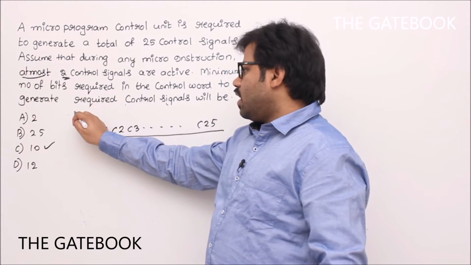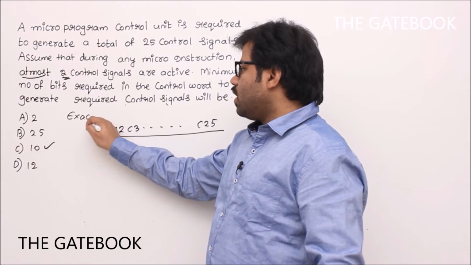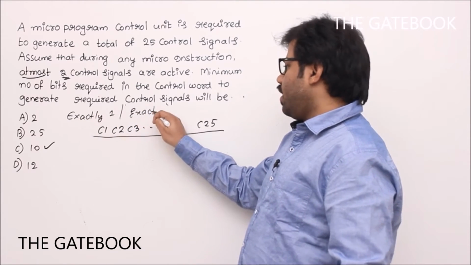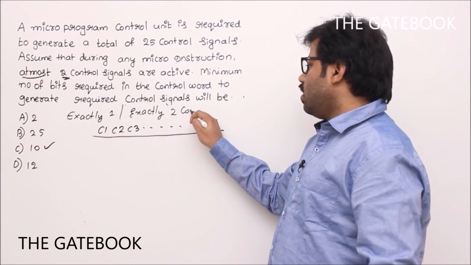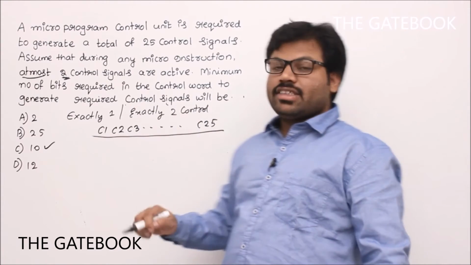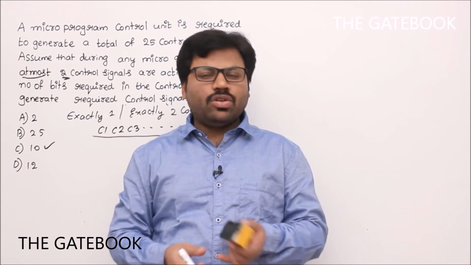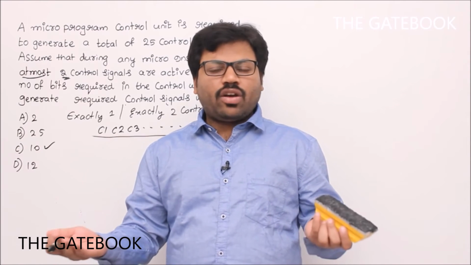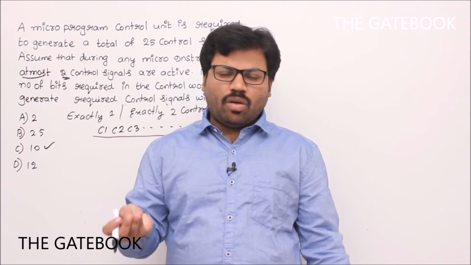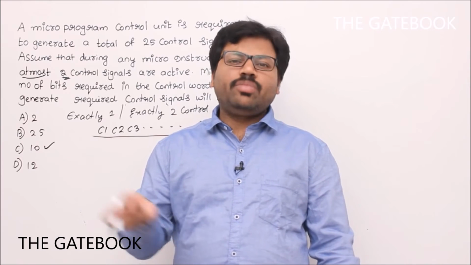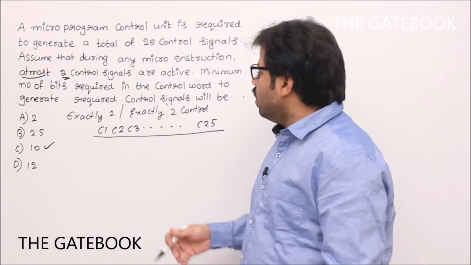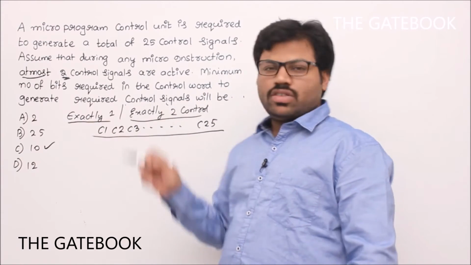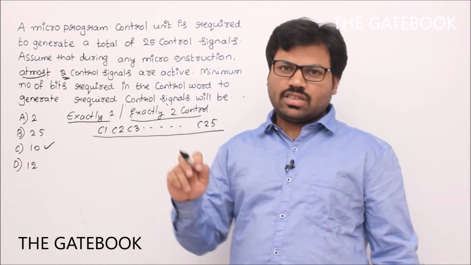At most two control signals means exactly one control signal, or maybe you have to generate exactly two control signals, correct? So what I am telling is exactly zero control signals is not possible generally, not required. Why? If you are not generating any control signal, then you can't do any micro operation, right? So to do any micro operation, at least one signal should be activated, correct? That is the idea. So let me assume that, let's say, exactly one control signal or exactly two control signals. That means at most two control signals.